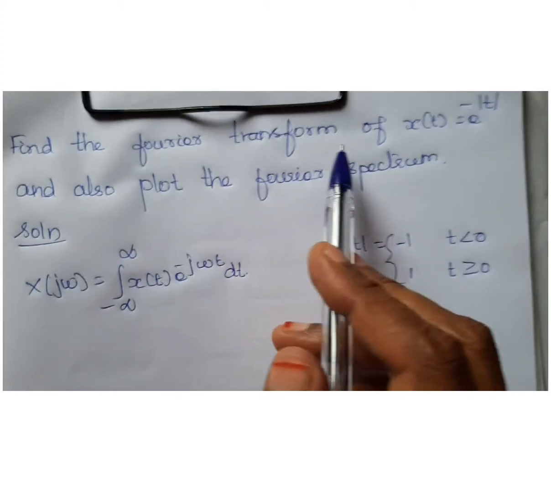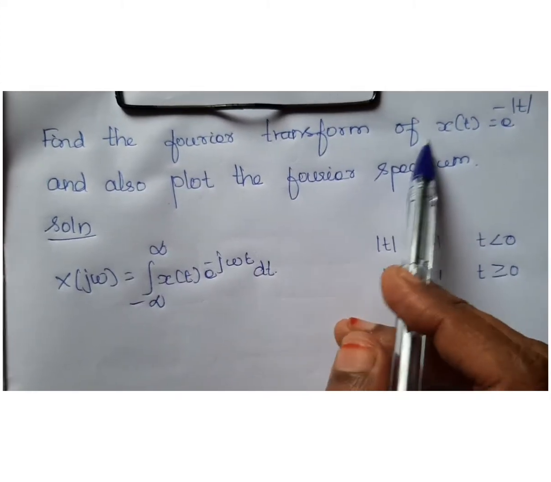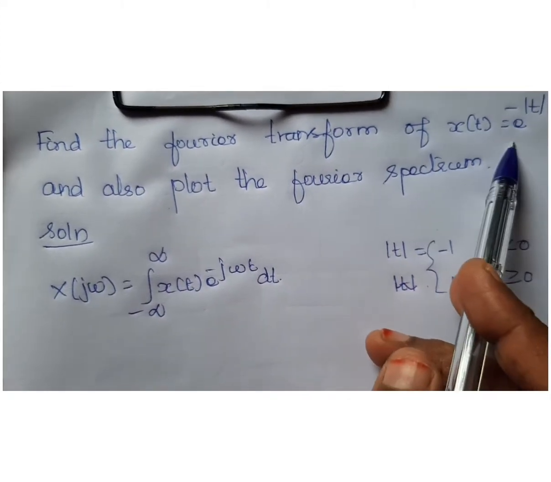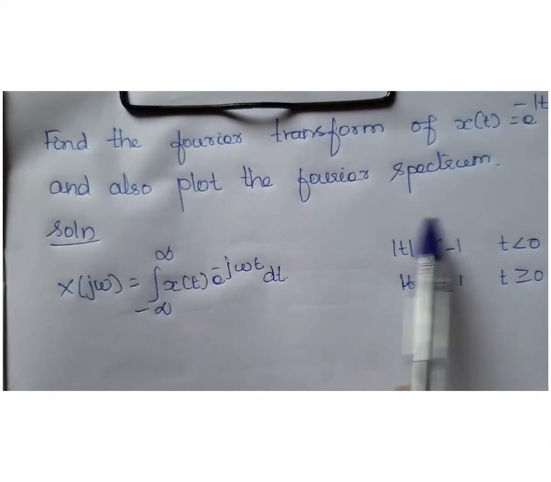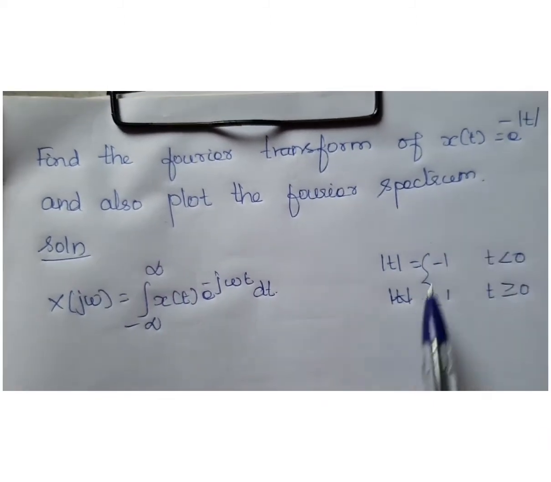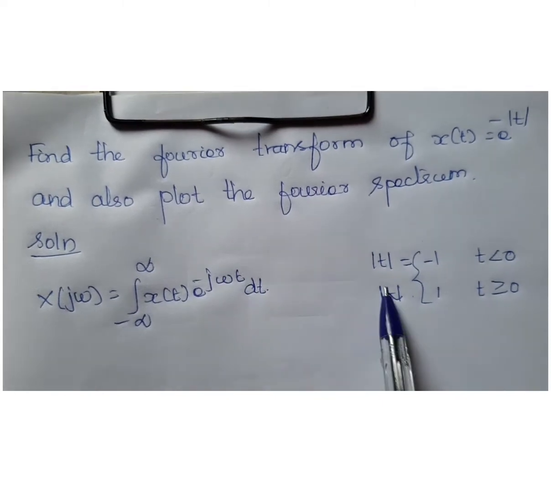Next you can see the Fourier transform problem. That is, find the Fourier transform of x of t is equal to e power minus magnitude of t, and plot the Fourier spectrum. Okay. So we know the magnitude of t can be written as, what is the formula for magnitude of t?